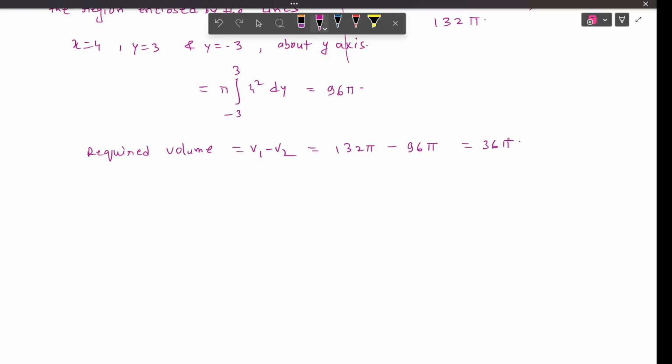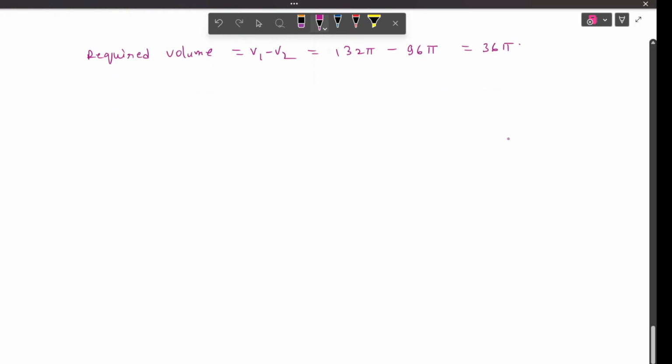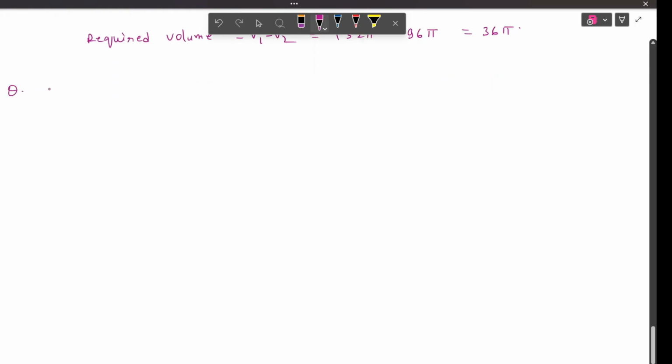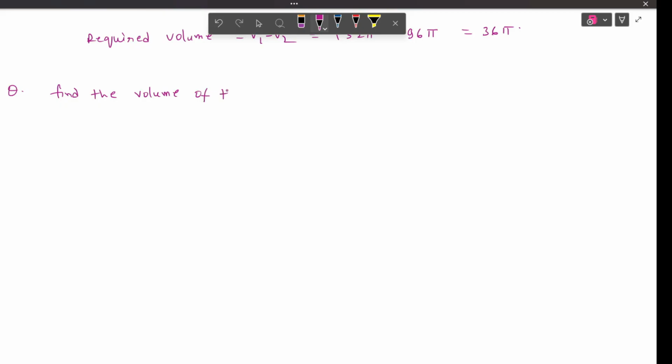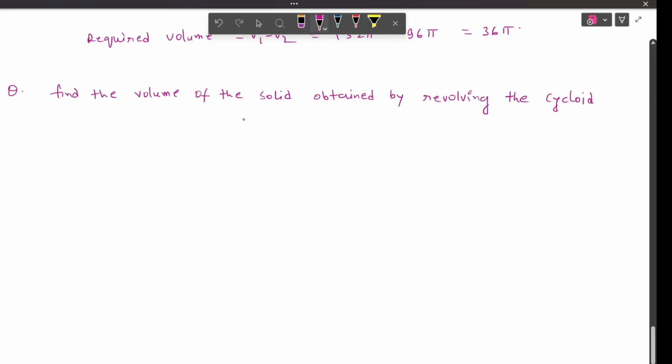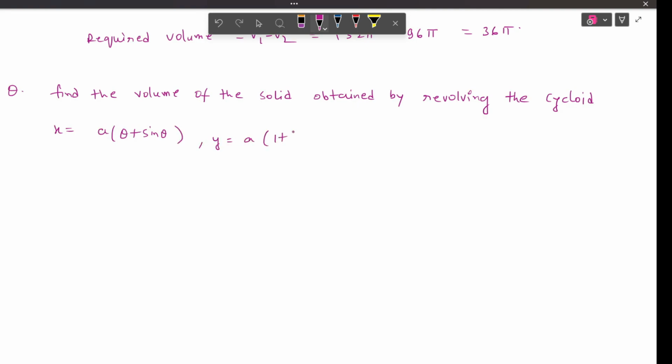Now let us see our next question, which is find the volume of the solid obtained by revolving the cycloid x equals to a into theta plus sine theta and y equals to a into 1 plus cos theta about its base.